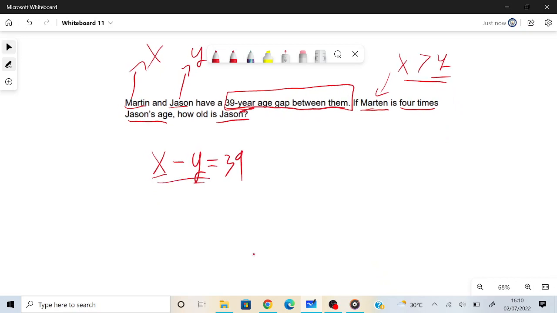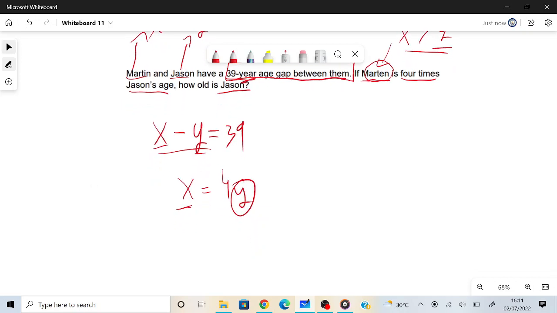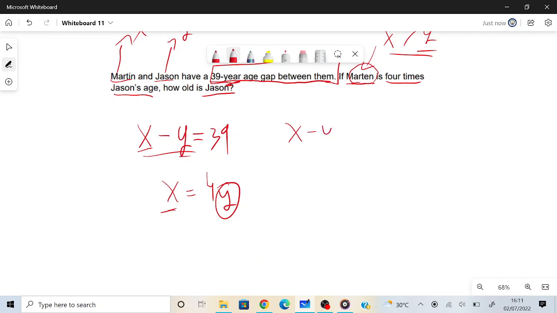Next piece of information we have is if Martin is 4 times Jason's age, how old is Jason? So they are telling me that Martin, which is x, is equal to 4 times Jason's age, and Jason is y, so that simply means x is equal to 4y, because you simply times that y by 4 to get Martin's age, x. So we have x minus y equals 39, and we have x equals 4y.